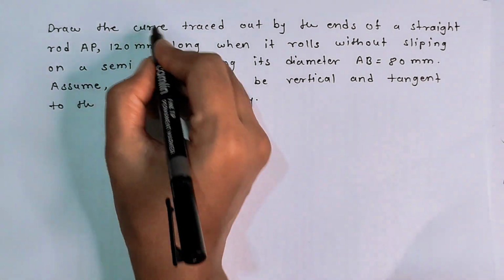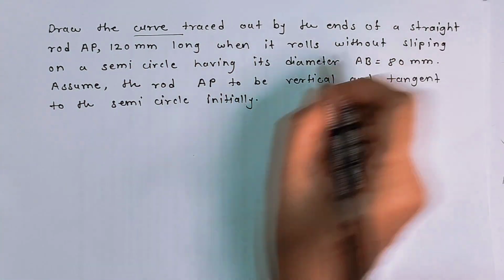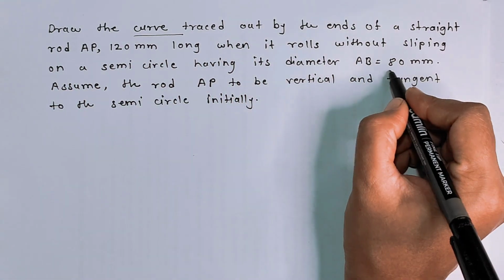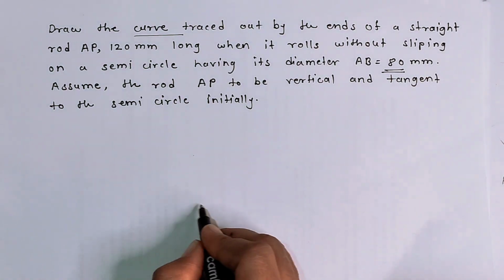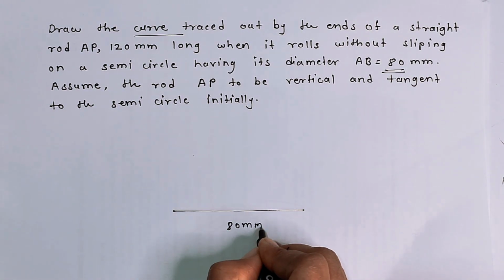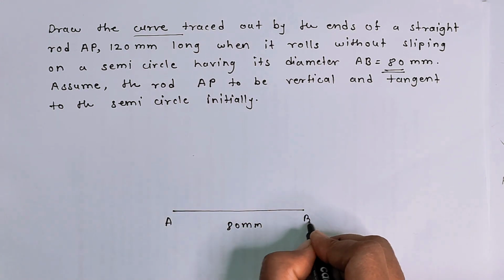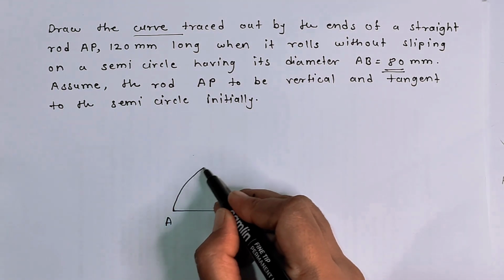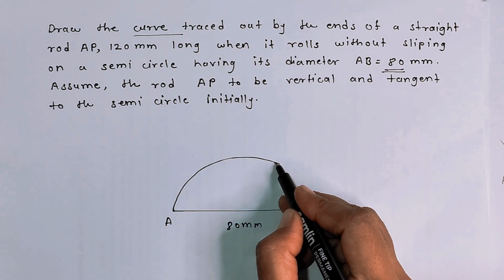So this is how the question may be asked in the exam. Here we have to trace out the end points of the rod. Two dimensions are given: the rod is 120 mm, and the semicircle diameter is 80 mm.